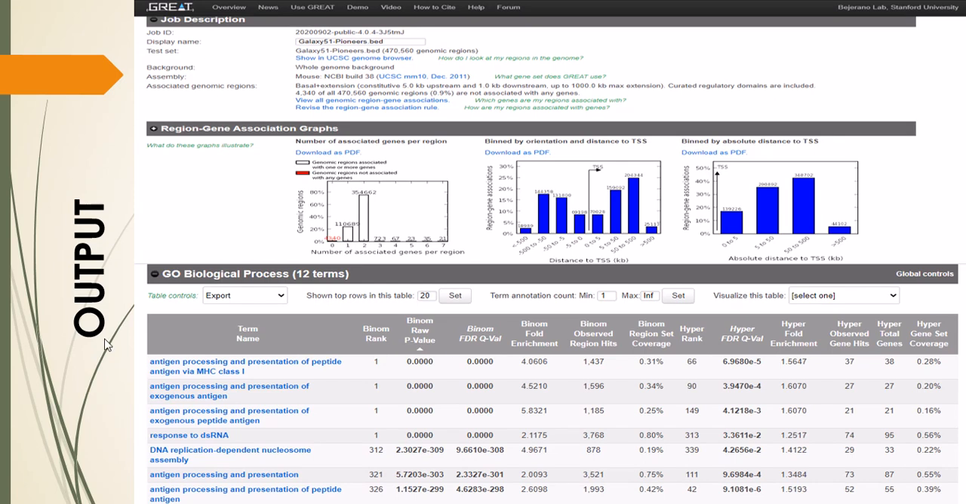This is the output of the GREAT tool for the pioneers. The output contains the job description, several region-gene association graphs, and the most important, the tables for biological process, molecular function, and cellular components. In the case of pioneers, there are 12 biological processes, and each table contains the term name, the binomial rank, the binomial p-value, and several other statistical parameters, and also the parameters for the hypergeometric test.